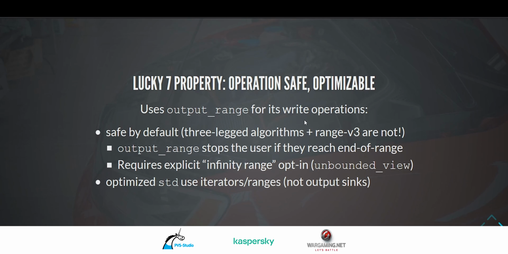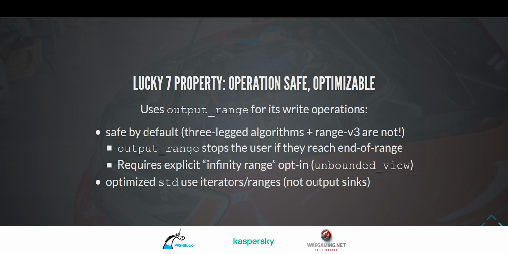So one of the properties is that it is operation safe and is optimizable, right? It uses an output range for its write operators. So when you saw that Big 5 HKSCS, you saw that it took a span of output, and what that means is that it's safe by default. And this is something that's actually plagued me because the 3-legged algorithms in the standard, like std::copy and std::fill, and also the ones in range-v3, are not safe. Even the range algorithms, which baffled my mind when I first figured it out.